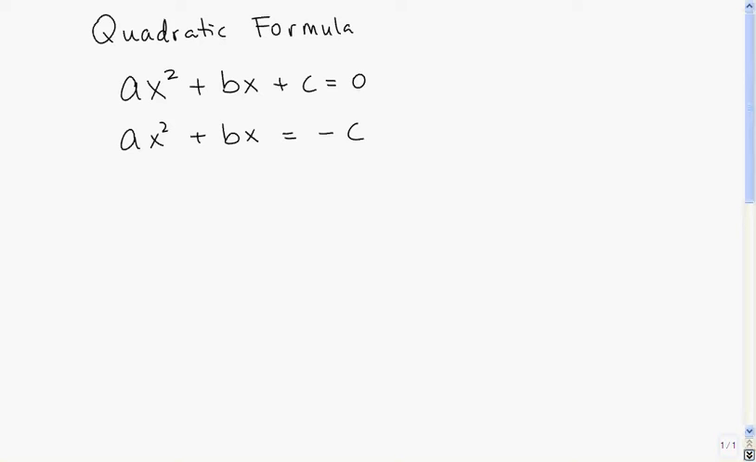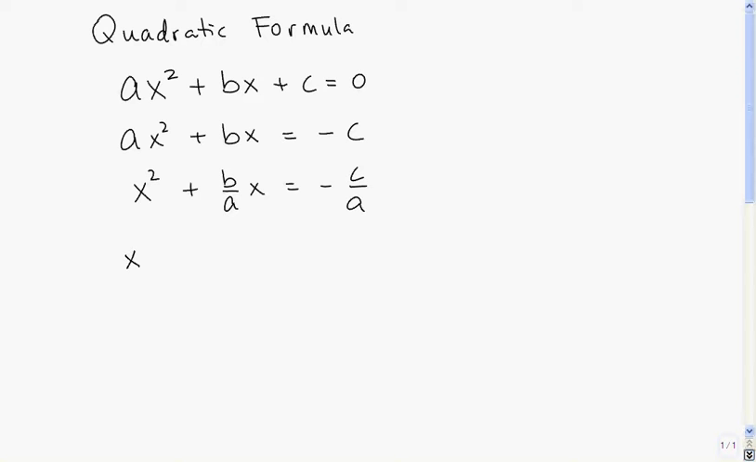And so to do that, I first have to divide both sides by a to get rid of that leading coefficient. So when I divide the middle term there by a, I get b over a x. And on the right-hand side, I get minus c over a.